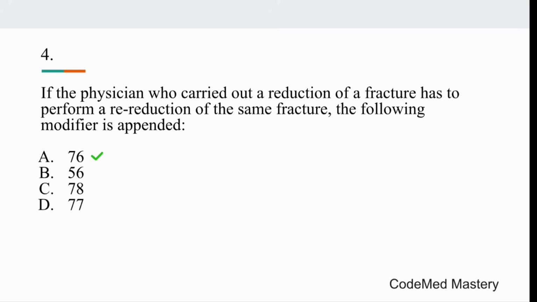It is used when same provider has to repeat the same procedure on the same day or within the global period because the first attempt did not hold or the fracture shifted again. Let us see why modifier 56 is wrong. Modifier 56 is for pre-operative management only. It is not relevant to fracture care, and modifier 78 is return to OR for related procedure during post-operative period. Re-reduction is not considered a return to operative room complication procedure. So option C is wrong and option D 77, repeat procedure by different physician, is not the case here. The right answer for this question is option A.